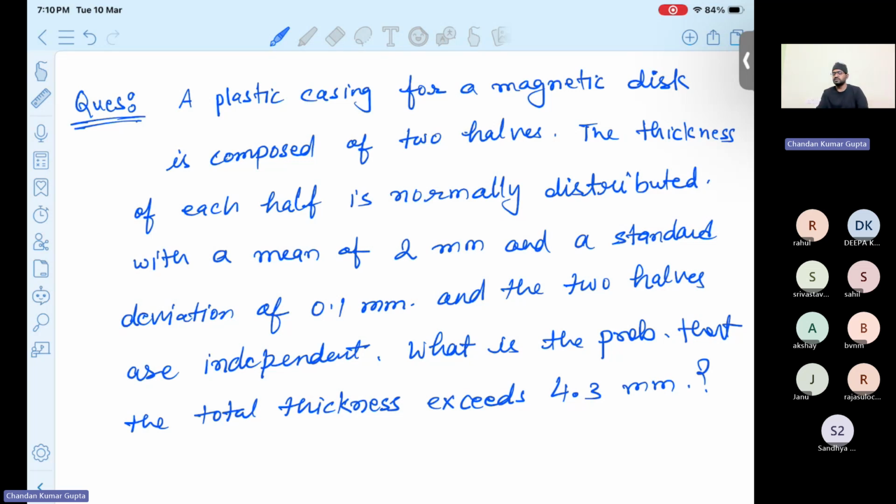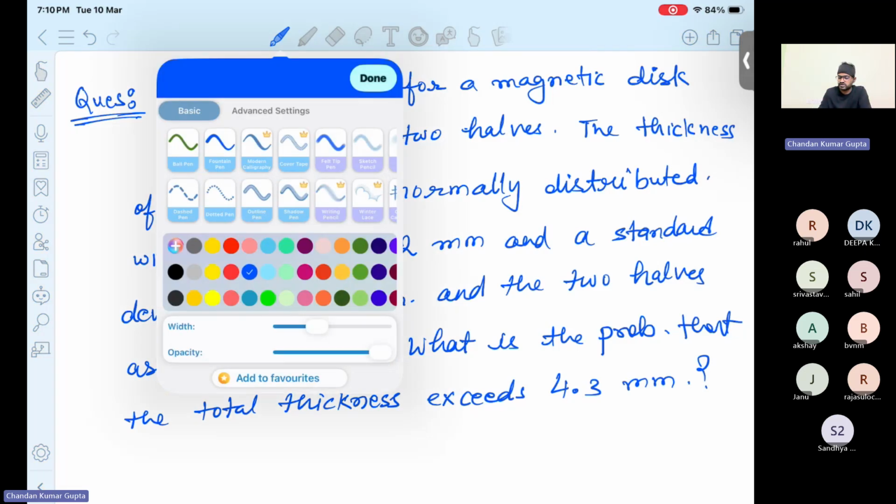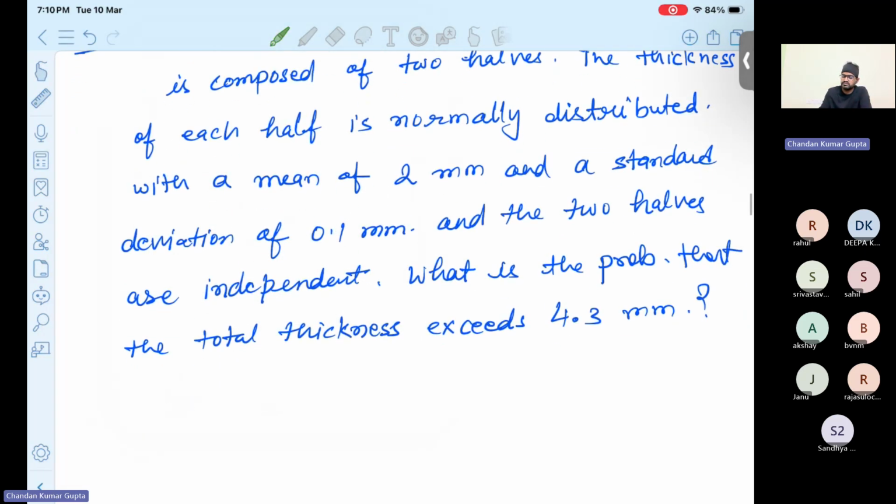We need to find the probability that the total thickness is greater than 4.3 when x1 and x2 follow normal with mean 2 and standard deviation 0.1 mm. Okay, simple question. So let's solve this. You people also try to solve by yourself and let me know if you have any problem. So here, xi is the thickness of the ith half.